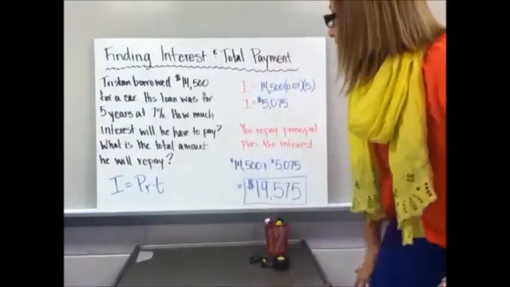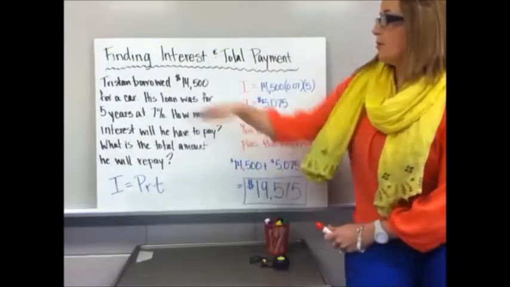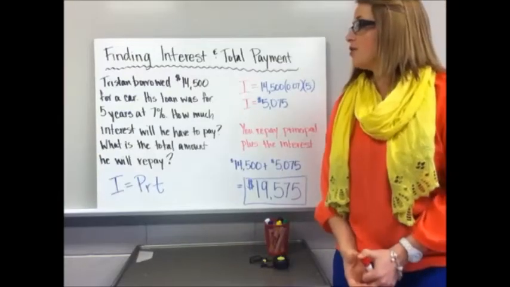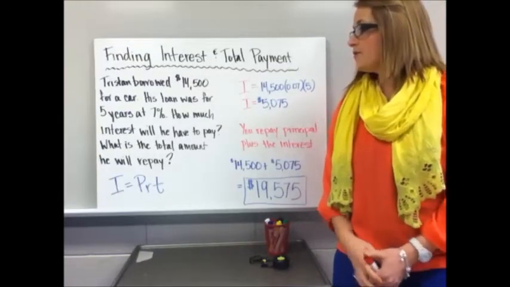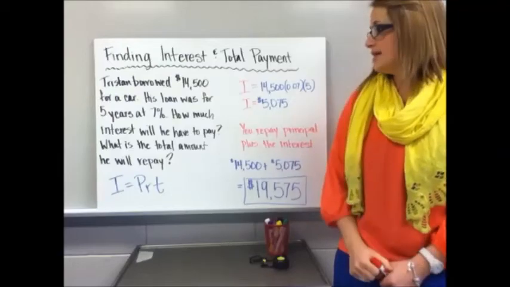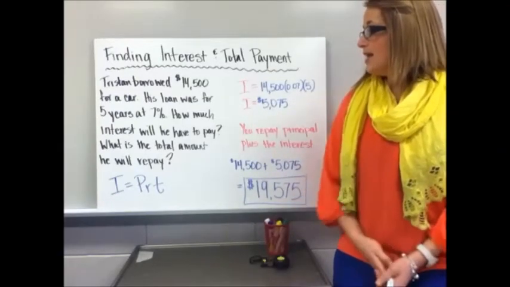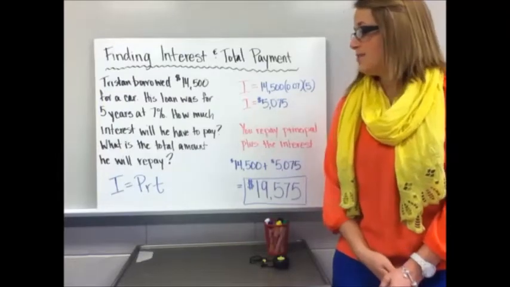So let's start by finding interest and the total payment. So we have this fella, Tristan. He borrows $14,500 for a car. His loan was for 5 years at 7%. How much interest will he have to pay? And then what is the total amount that he will repay?